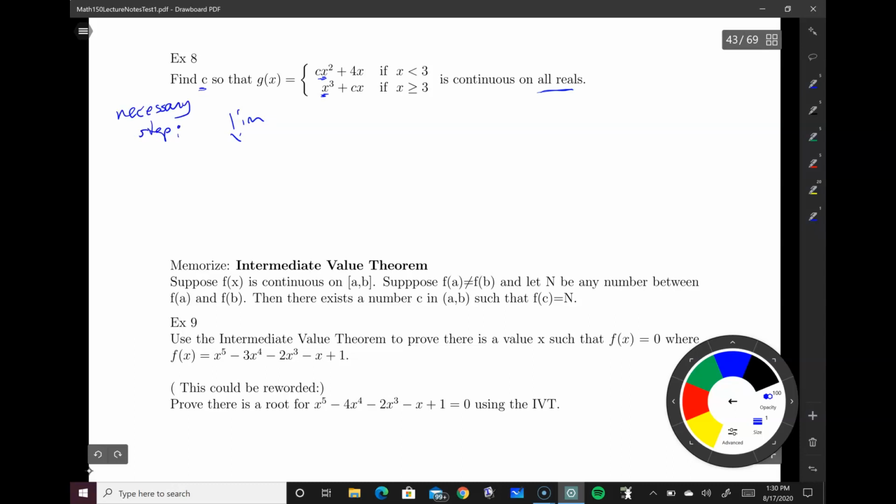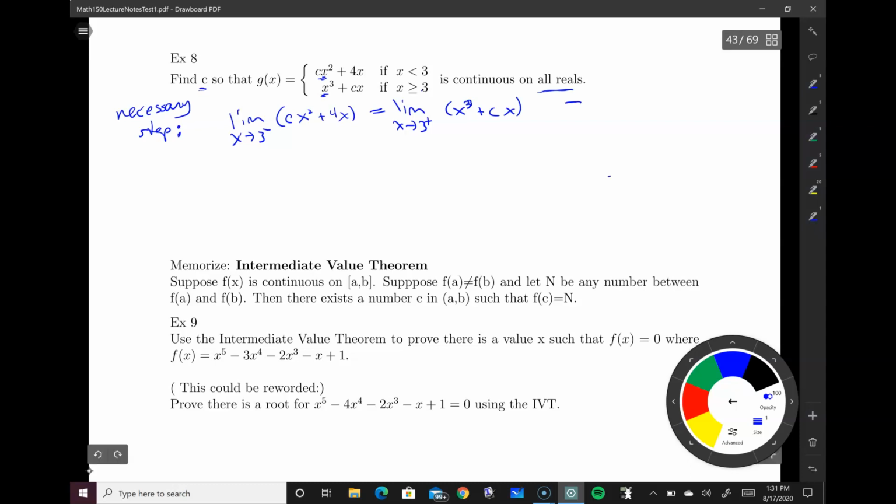So I want you to write, I know that the limit as x goes to 3 from the left-hand side, and I'm coming in on this function if I'm coming from the left-hand side, because this is x less than 3, has to equal the limit from the right-hand side, and I'm coming in on this function if I'm coming from the right-hand side, because that says x is bigger than 3.